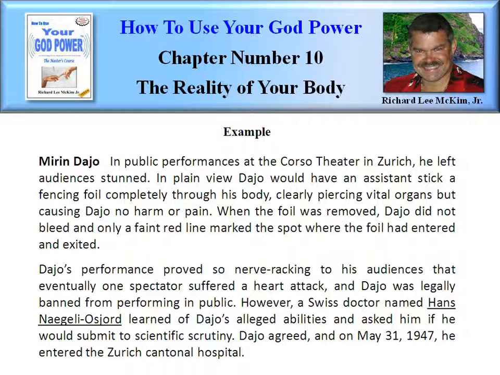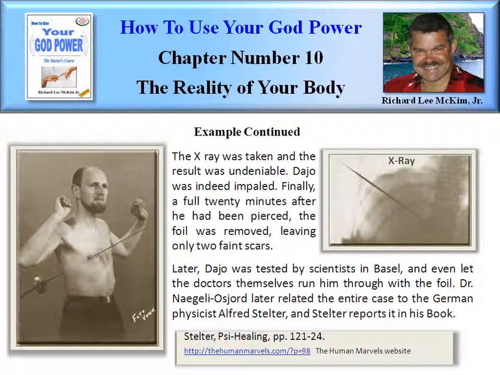However, a Swiss doctor named Hans Ostjord learned of his alleged abilities and asked him if he would submit to scientific scrutiny. He agreed, and on May 31st, 1947, he entered the Zurich Cantonal Hospital. In addition to Dr. Ostjord, Dr. Werner Bronner, the chief of surgery at the hospital, was also present, as were numerous other doctors, students, and journalists. He bared his chest and concentrated, and then in full view of the assemblage, he had his assistant plunge the foil through his body. As always, no blood flowed, and he remained completely at ease. But he was the only one smiling. The rest of the crowd had turned to stone.